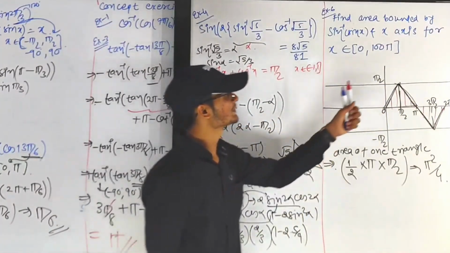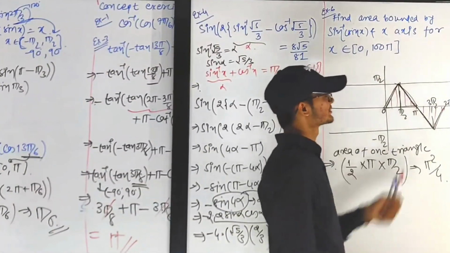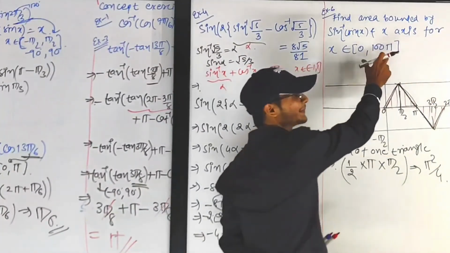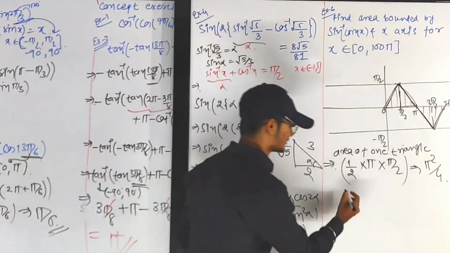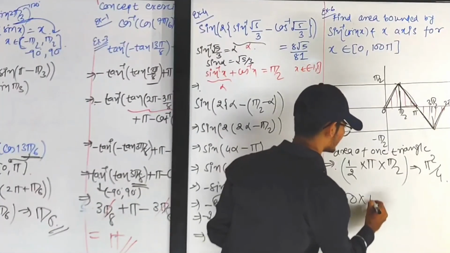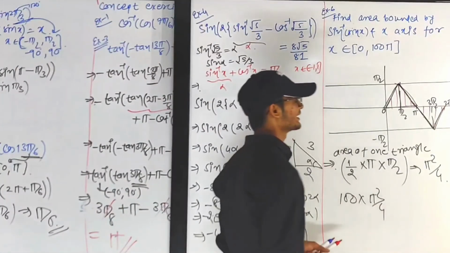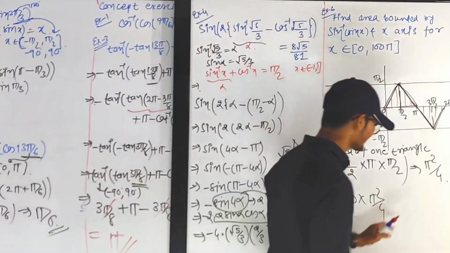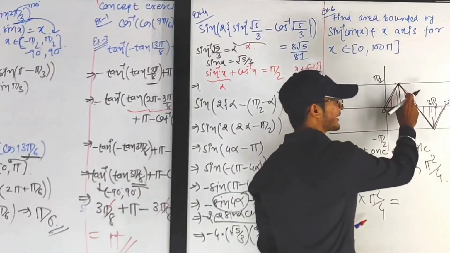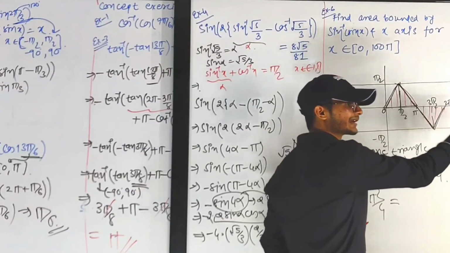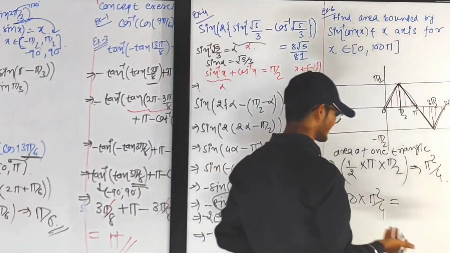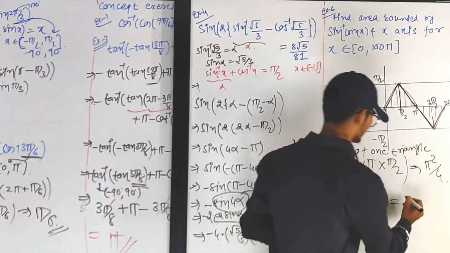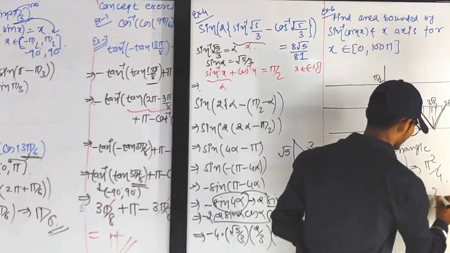But we want to find the area up to 100 pi. In every interval of pi we have one triangle, so in 100 pi we have 100 triangles. So 100 into pi square by 4, and every triangle has the same area, that's why we multiply 100 into pi square by 4. All the triangles have the same area, so we can directly multiply 100 into the area of one triangle, so 25 pi square.